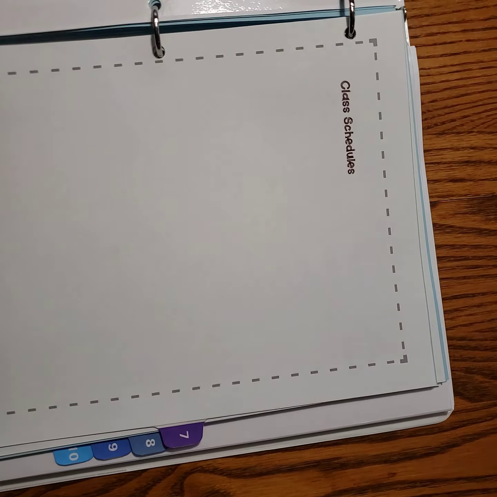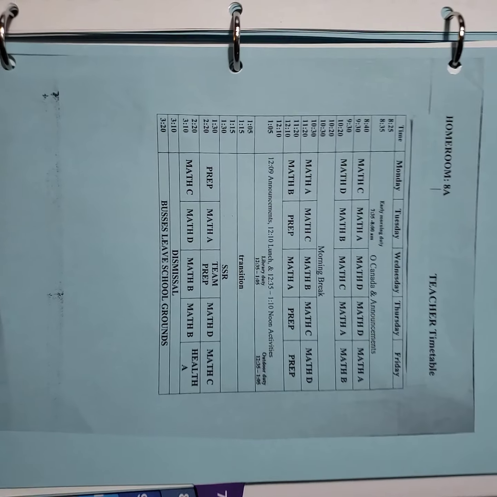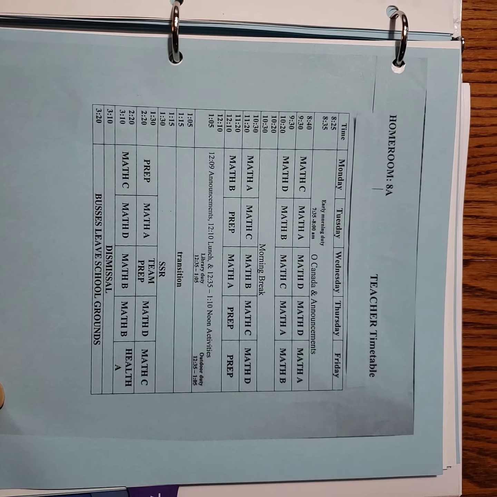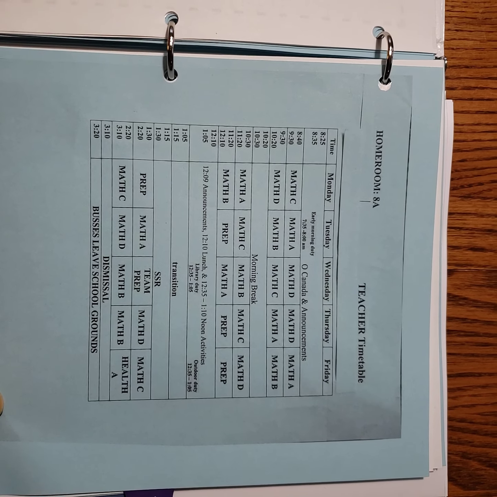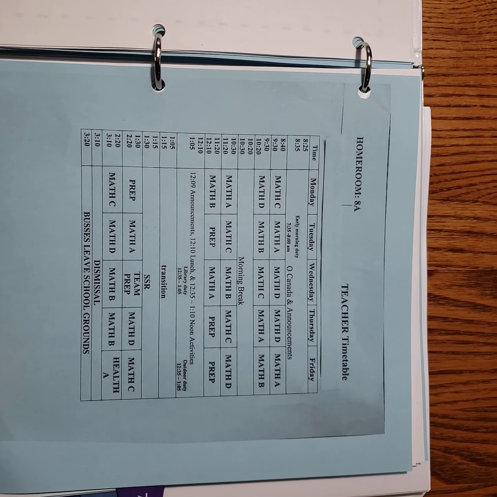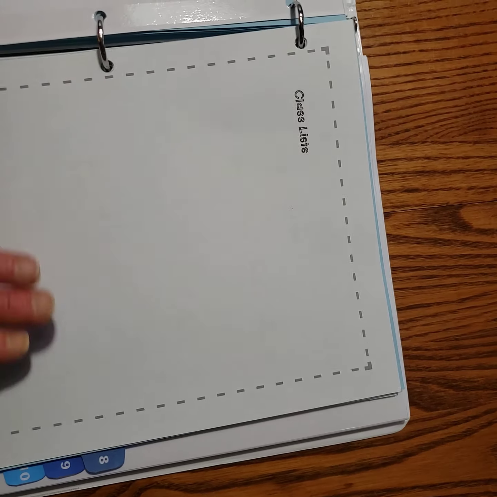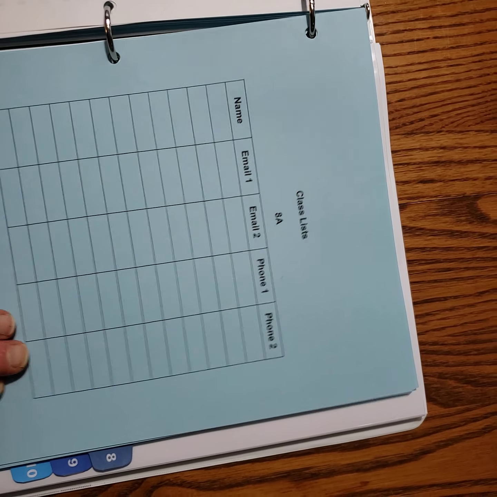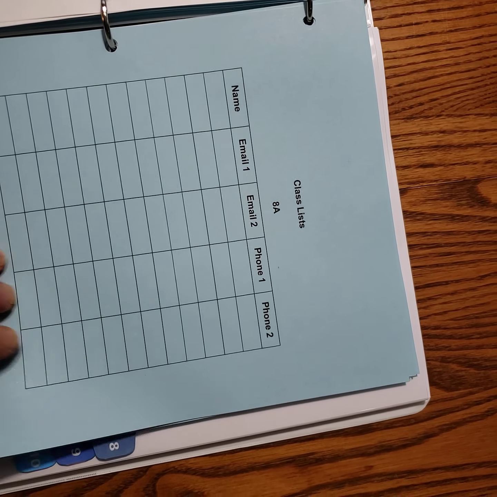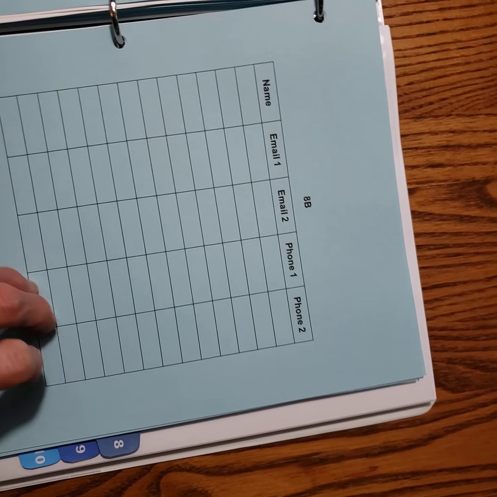The next section is on class schedules, and there is my class schedule for the day, when the prep periods are, when I'm teaching math. So that's all the time for the day, when SSR is every day. And then the class lists. So every class has the names, the emails, the phone numbers. So those are the class lists.